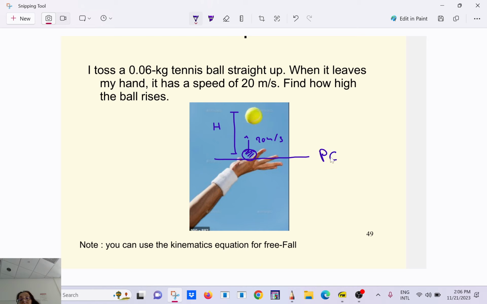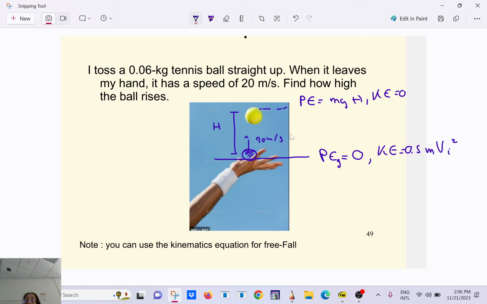we have to decide where your potential energy equals zero, because potential energy always depends on your reference level. So where do you decide that potential energy is going to be zero? Of course, it's going to be easier if you take it at the level of your hand. And here, potential energy is going to be mgh. Kinetic energy is zero because it stopped moving. And here, kinetic energy is 0.5 m initial velocity squared. Okay? So what do you find?